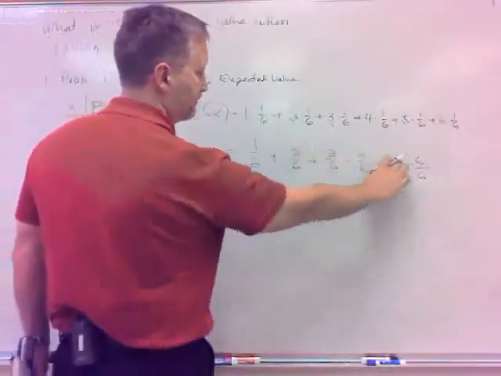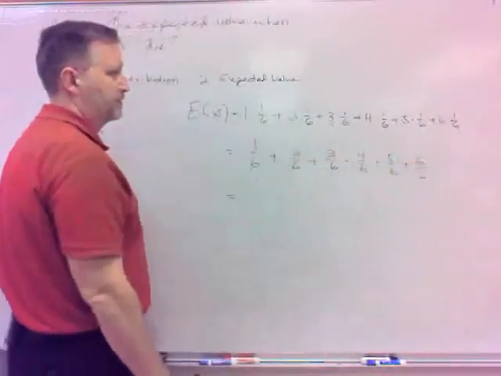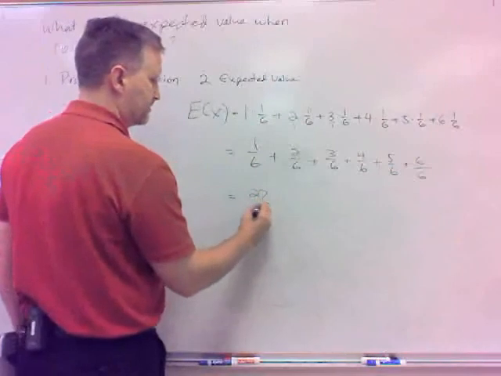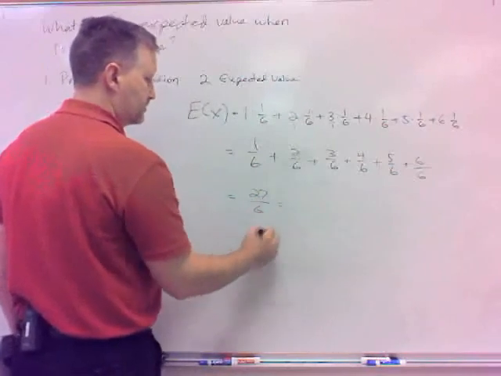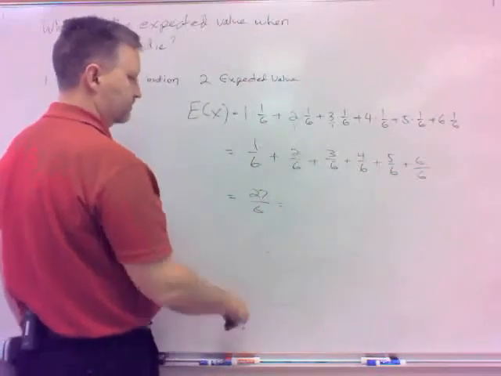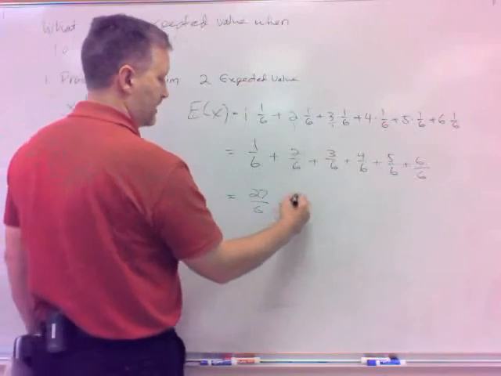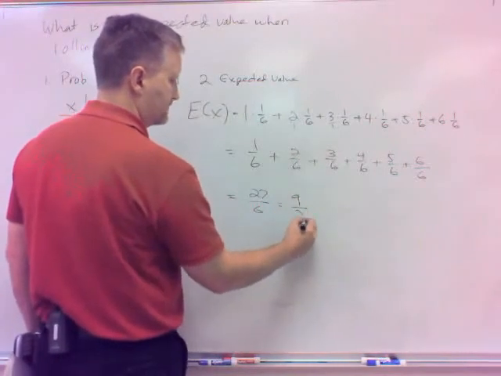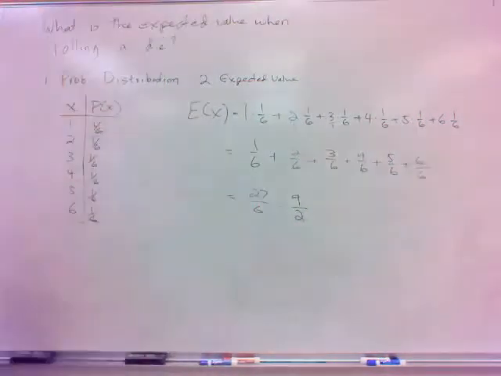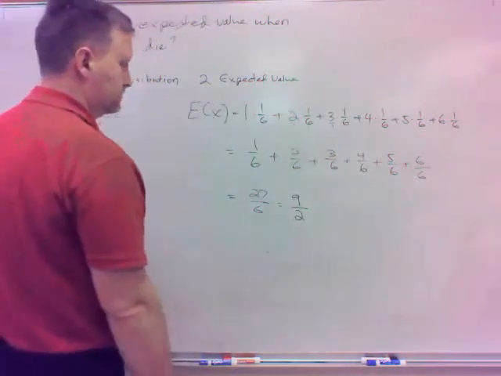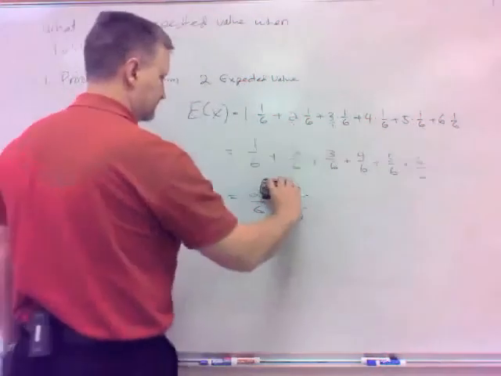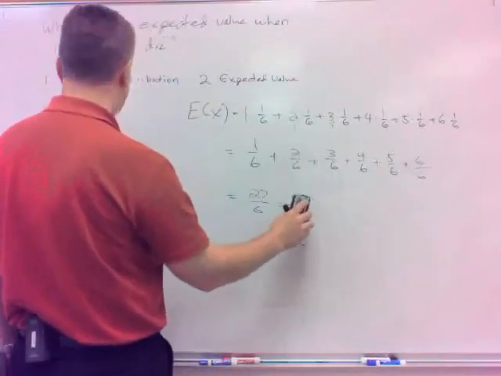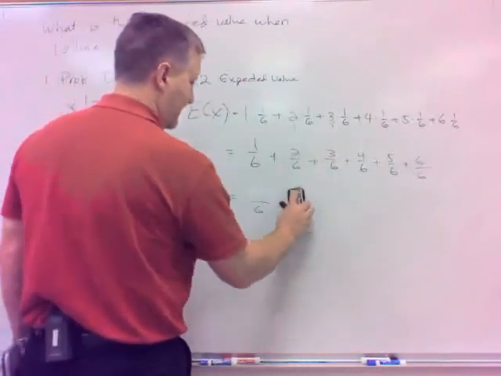So what do we got? 12, 20, 27/6, which reduces by 3 to be 9 halves. But let me go ahead and put this as a decimal. What is 9 halves as a decimal? Did I mess up? No, I don't know. I think I did, because that's not right.